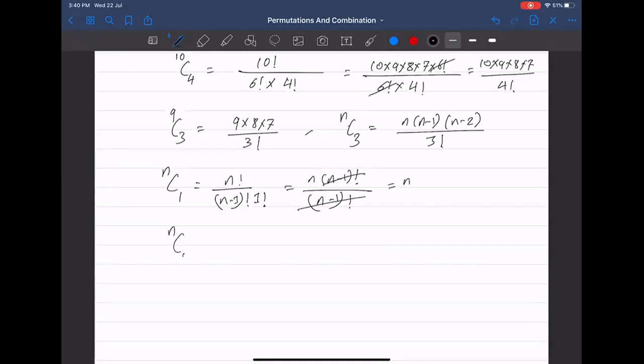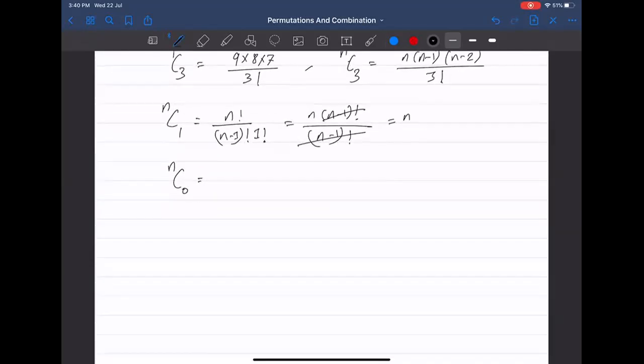What about NC0? If out of 10 I don't have to select even one, then also you have one option, don't select anyone, which is n factorial divided by (n minus 0) factorial into 0 factorial, n factorial by n factorial into 0 factorial, which is 1.